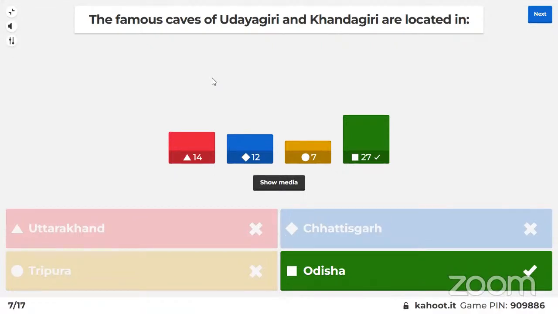Again, most of you have got it correctly. Today I think the quiz master is in love with caves. So there have been plenty of questions about caves. Udayagiri Khandagiri caves, quite famous. There are lots of famous caves.